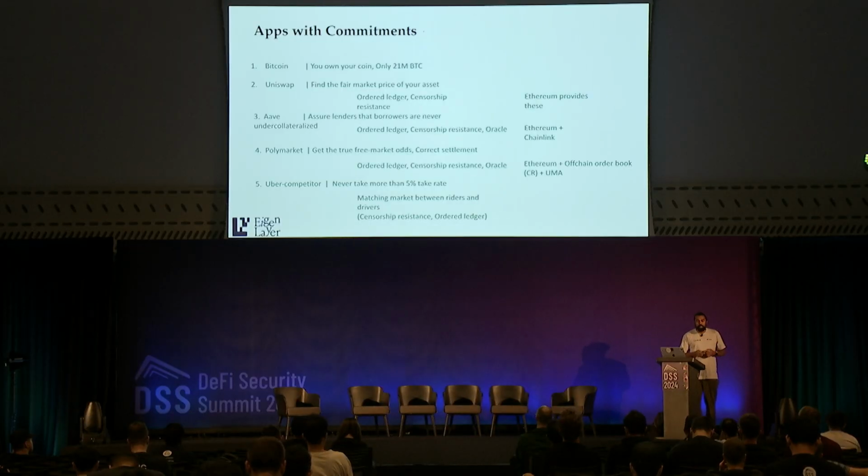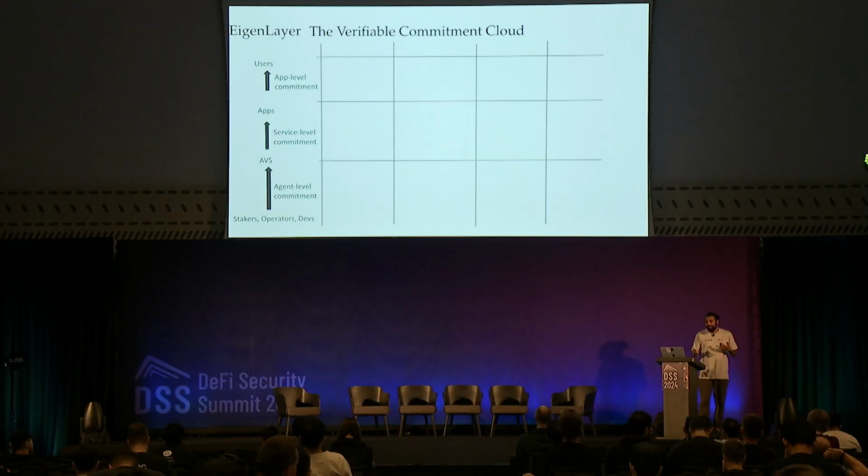So we have Uniswap, Bitcoin, Aave, Polymarket, all of that today. And these are the technologies that underpin the services. But can we create an Uber competitor that makes a commitment like, I will never take more than 5% take rate? Can we do that today with what we have? This is really where apps with commitments can make a difference.